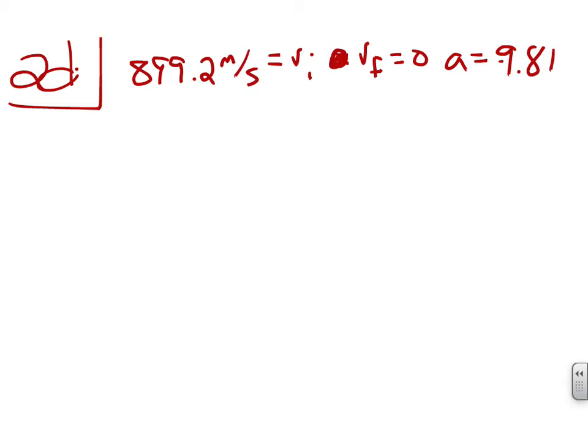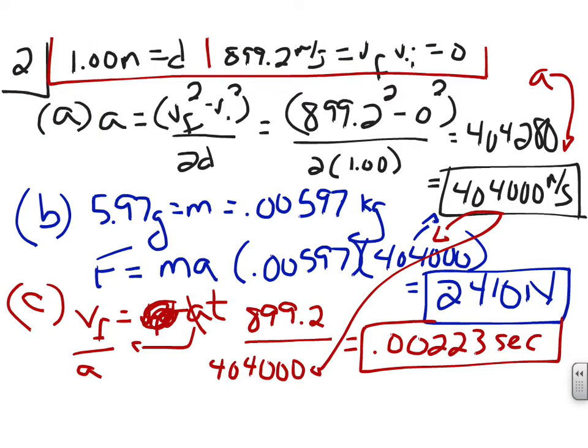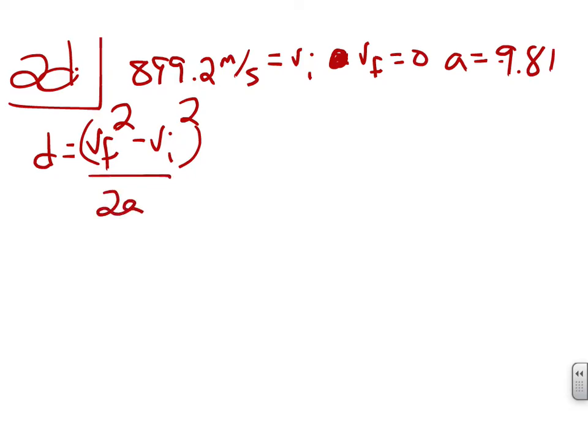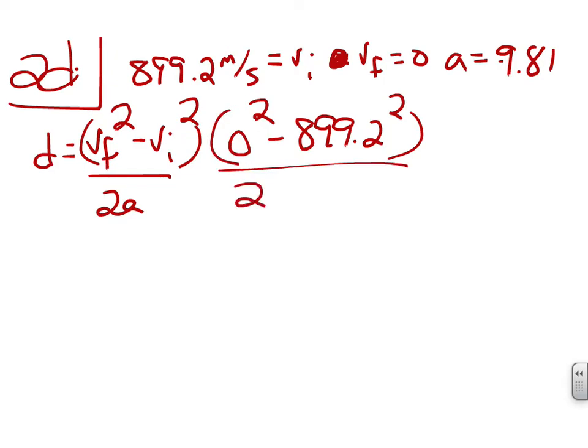So again, I have VI, VF, and A, and I'm asking for how high it goes. So I'm looking for a D. So what we're going to do is use this same equation that we used in part A, but the D down at the bottom and the A over on the other side, they're going to trade places. So we end up with D equals VF squared minus VI squared over 2A. And again, we know all the numbers, so this is cake. So it's going to be 0 squared minus 899.2 squared divided by 2 and divided by 9.81.